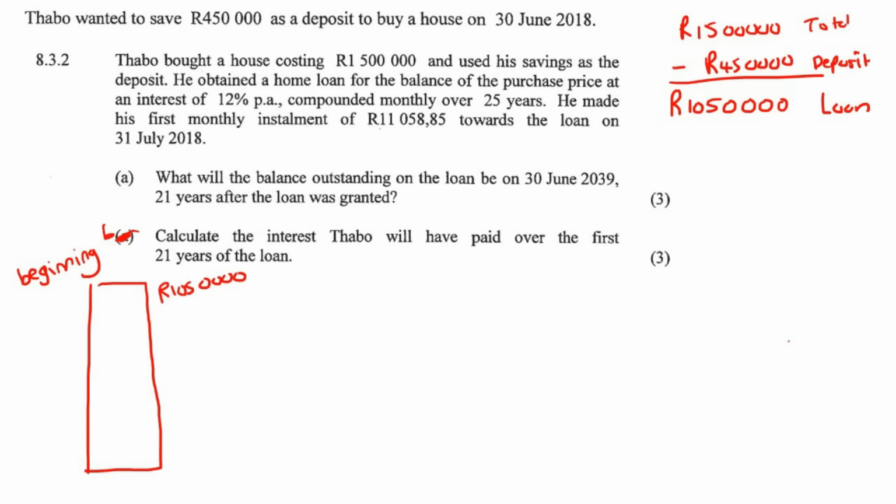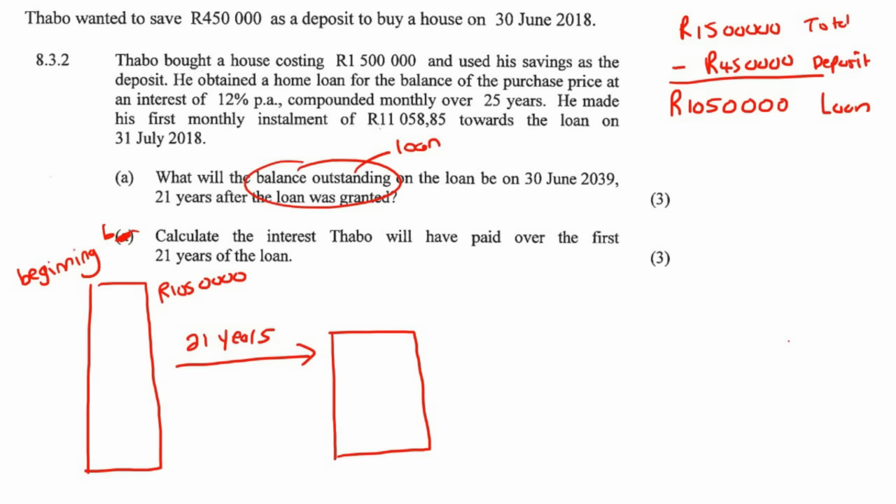Okay. Then Tabo has been paying his loan off for how long? 21 years so far. And how much money does he still owe the bank? What is the loan? Did you know that that's what the balance outstanding is? The balance outstanding is how much he still owes on the loan, and we worked that out. Now, obviously, some people used the present value formula, and some people used the future value formula. So I'll have to do both.